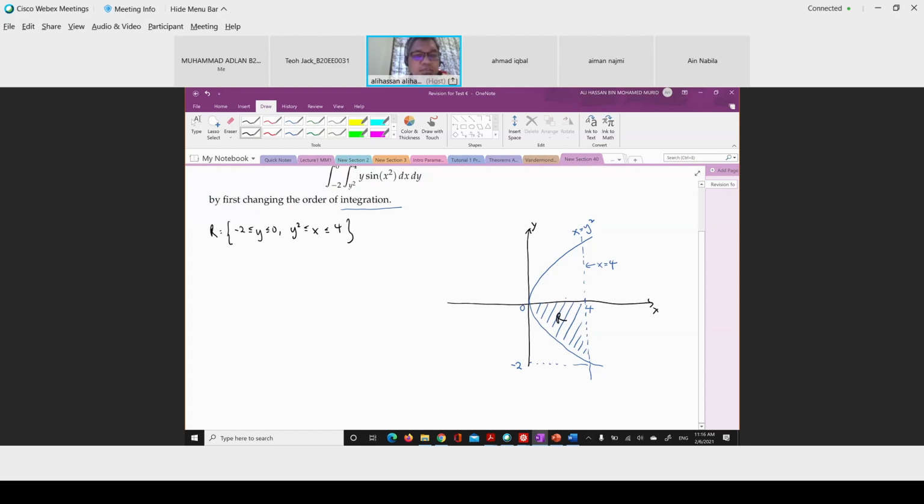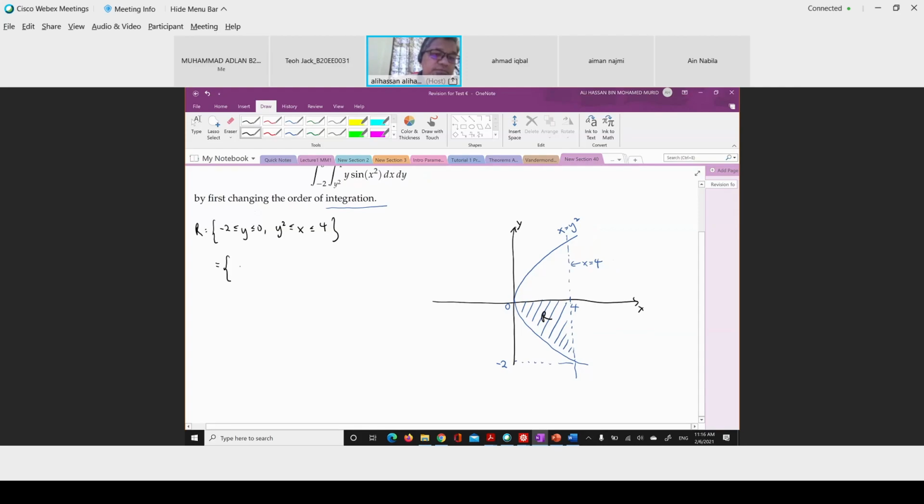So now, to interchange the order of integration, you want to have x between numbers. Instead of y between numbers, now we want to have x between numbers. So it is clear from this diagram that x is between 0 up to 4. What about y? Anybody? Y is between negative square root of x to... Yes.